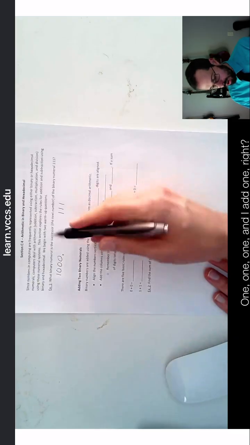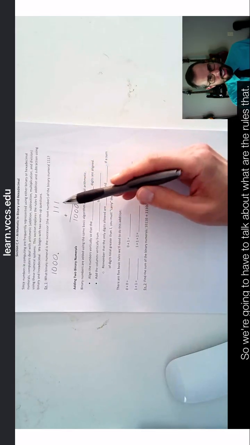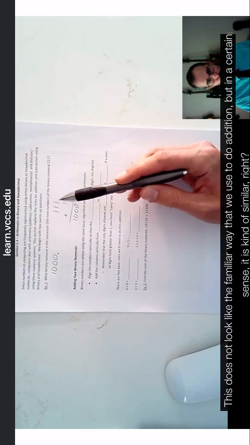This is telling me that if I take 1, 1, 1, and I add 1, that's what it means to take the successor, the next number: you add 1 to what you just had. It means that what we get out of that is going to be a 1 followed by 3 zeros. So we're going to have to talk about what are the rules that let me conclude this. This does not look like the familiar way that we'd use to do addition. But in a certain sense, it is kind of similar.